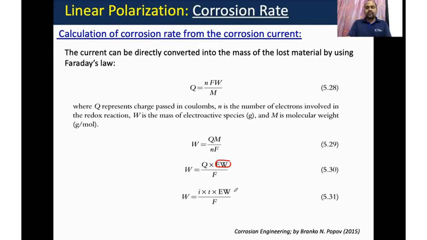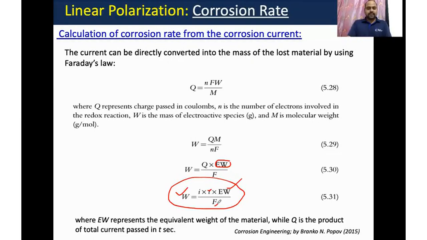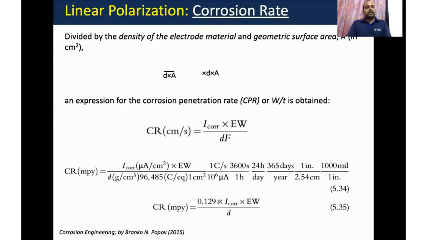This equation has EW and density D, and F is the Faraday constant. So this is the formula. By using this formula, we can calculate the corrosion penetration rate. EW is known for a material, D is known for a material, and Faraday is a constant. So if we can calculate just I corrosion, we can calculate the corrosion rate.